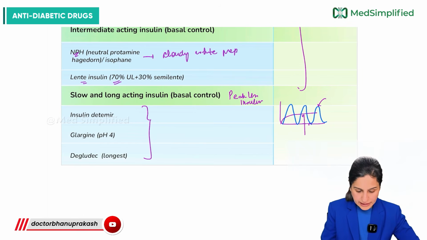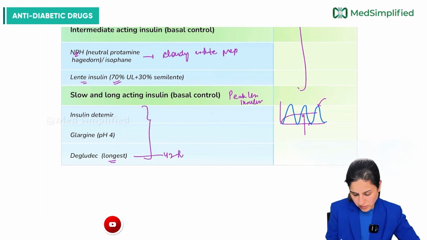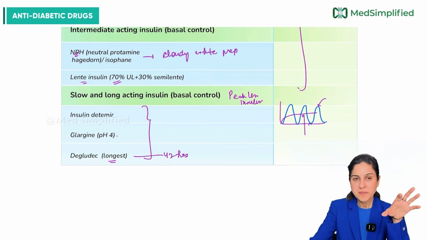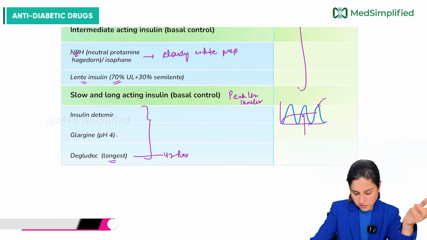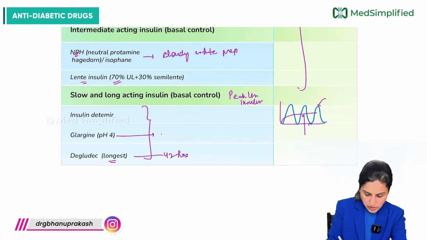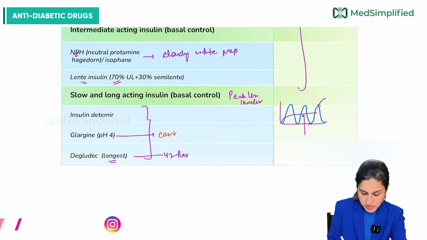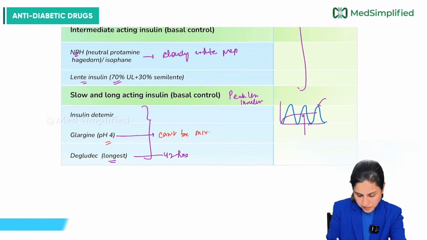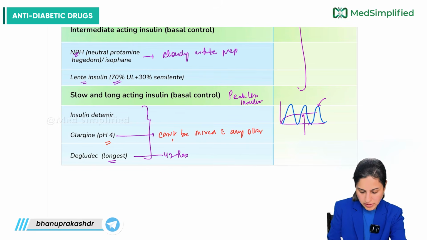So we have here insulin detemir, glargine and degludec. Degludec is the longest acting. The action can last for about 42 hours, so just give once a day, that is enough in most of the cases. Now, glargine, an important thing you have to remember is this cannot be mixed with any other insulin, because it is acidic in nature, pH is 4, and it will crystallize if mixed with any other insulin.